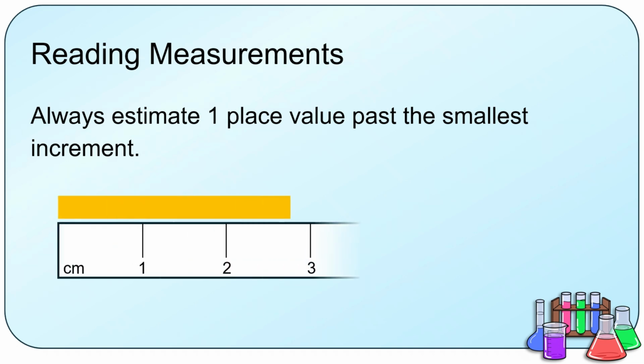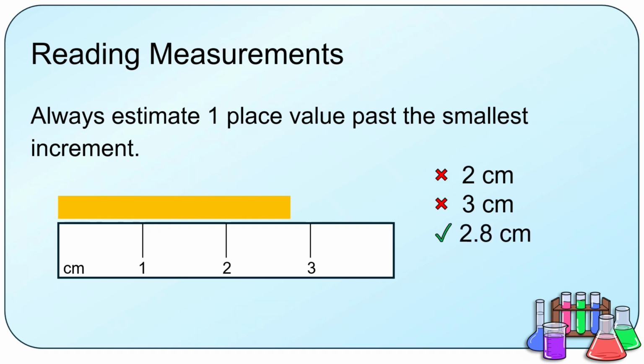Let's take this ruler and measure this golden strip of paper. The smallest increment on the ruler is centimeters. Now, I'm not going to record this measurement as 2 centimeters or 3 centimeters because that's not precise enough. I can see that the paper's length is somewhere between 2 and 3. I'll estimate one more decimal place, so 2.8 is the correct way to record this measurement. 2.7 is also okay. What you want is that one extra decimal place.